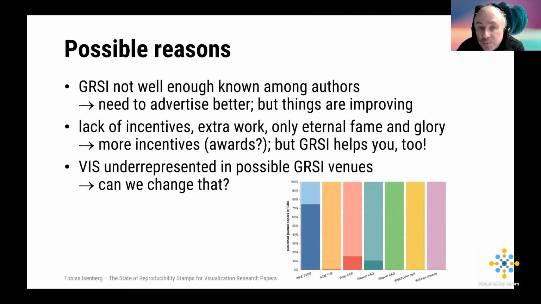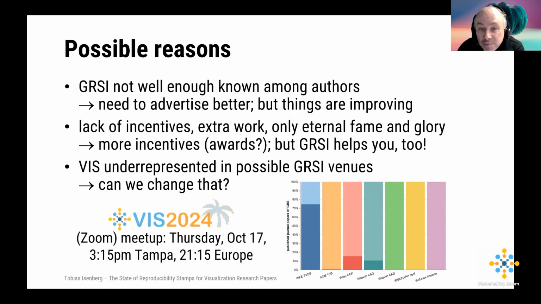Another reason that could explain these low numbers is that Viz as a venue is underrepresented in the possible GRSI venues. As we saw, primarily our papers come from TVCG as more or less the only journal, while Computer Graphics Forum and Computers and Graphics really have low numbers. So possibly we can change that, and I would like to talk about this. There will be a meetup later this week on Thursday, right after the last session on Zoom. If you're interested, send me an email and I'll let you know about the Zoom link.